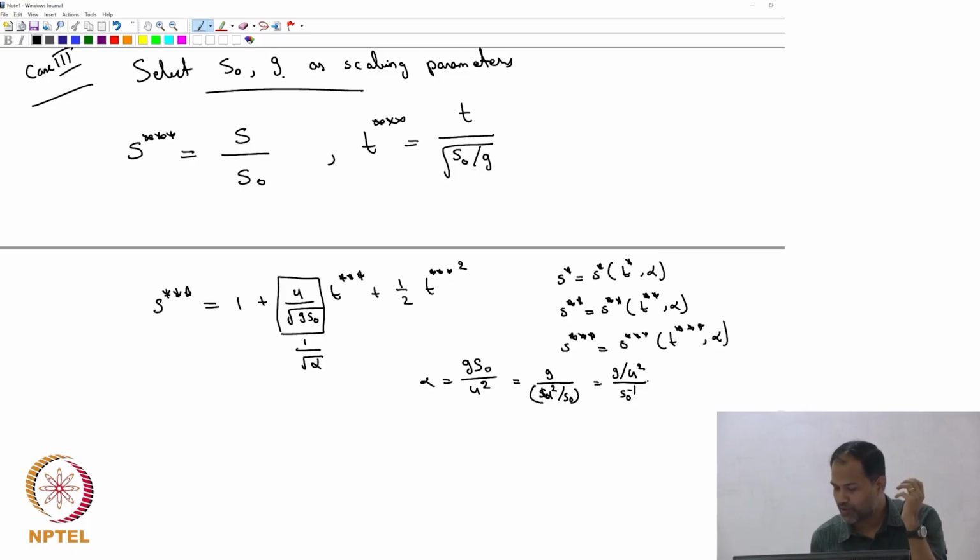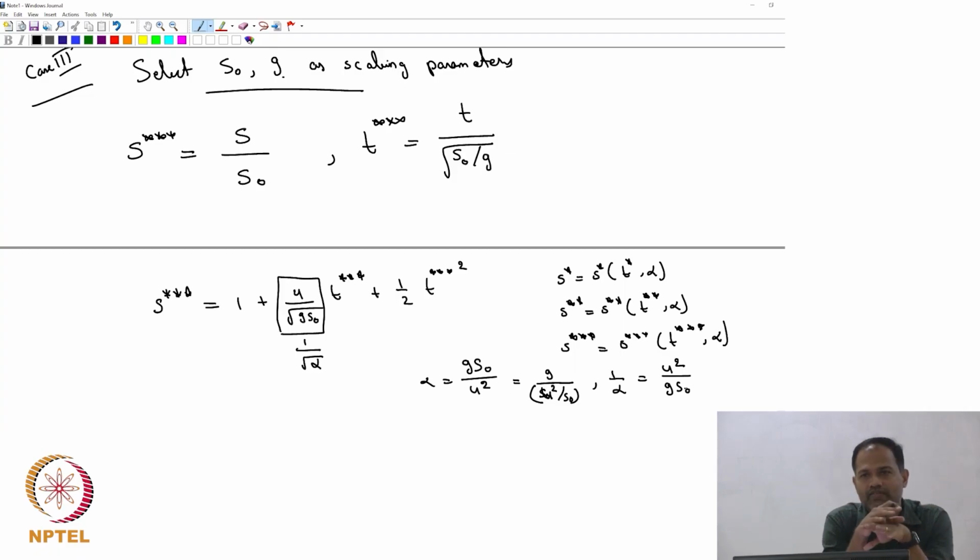Or maybe I should do 1 by alpha. Let's see here, 1 by alpha, I'll write it as u square divided by g s0. So there it would carry the meaning of some velocity square by some other velocity square. So all non-dimensional numbers you will be able to interpret in multiple ways, whether you want to interpret it as strength of gravity, or as strength of the displacement, anything. And what this exercise has shown you is that it doesn't matter what scaling parameters you select, you will always end up with the right expression.